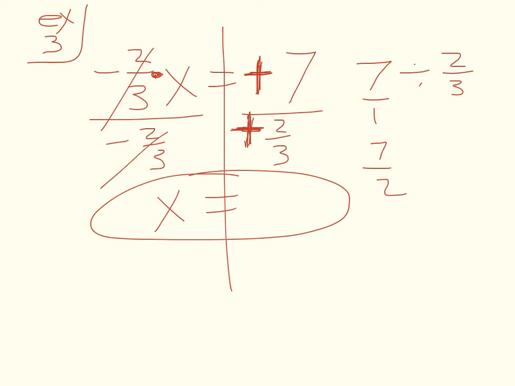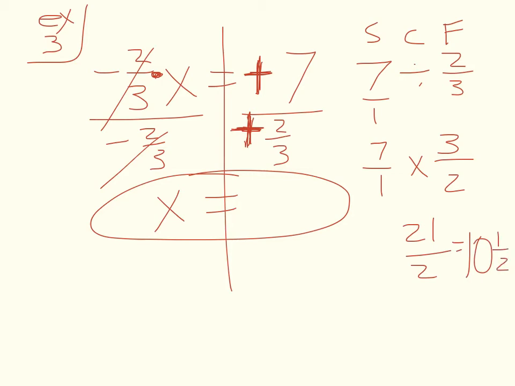Stay, change, flip. I made a mistake there. Erase that too. 7, this is stay, change, flip. So it changes the times and flips over. So we get 21/2, and if we change that, it'd be 10 1/2. So either one is the answer on this one. 21 over 2 or 10 and a half. Final answer. And let's try example 4, the last one.